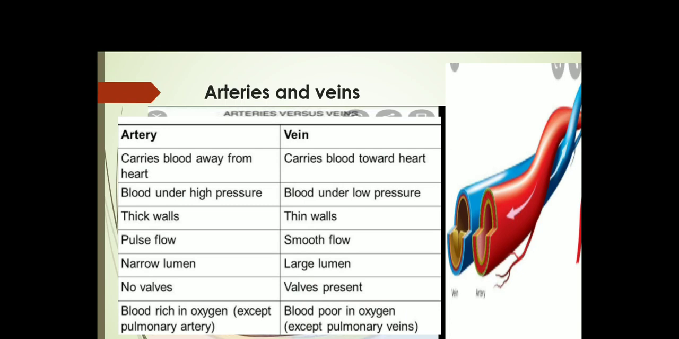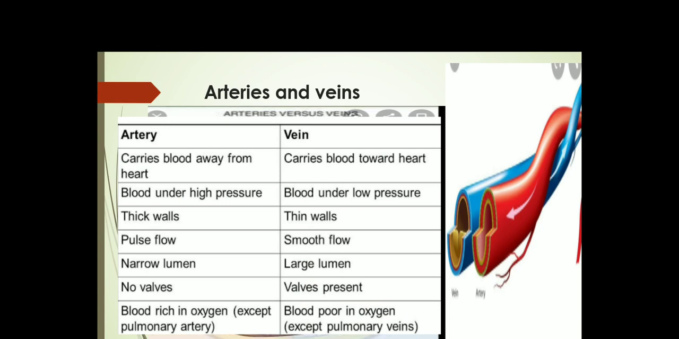So what is the function of artery? It will carry the blood away from the heart to the different parts of the body. What is the function of the vein? It will carry the blood towards the heart. Arteries have very thick walls, whereas the veins have very thin walls. Understand? And one more thing, arteries will carry the blood that is rich in oxygen. It means it will carry the pure blood, and veins will carry the impure blood.